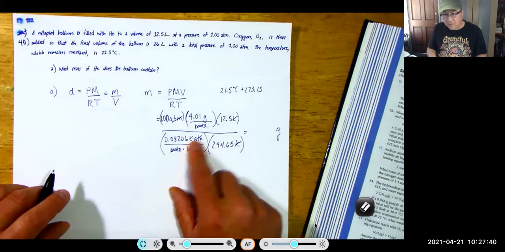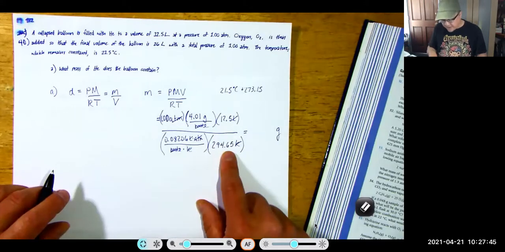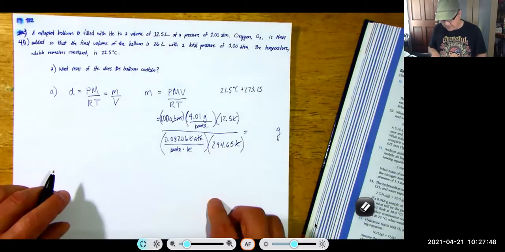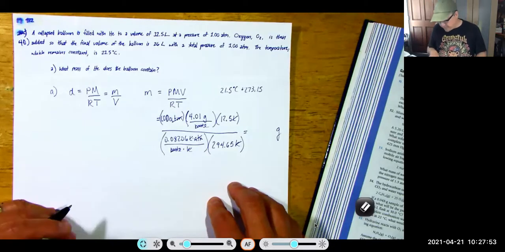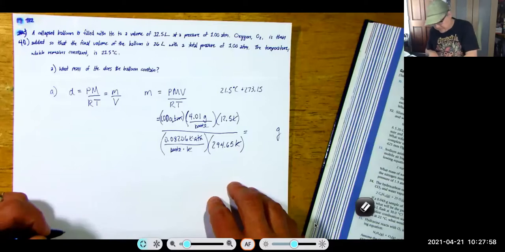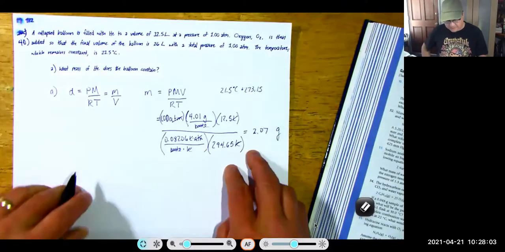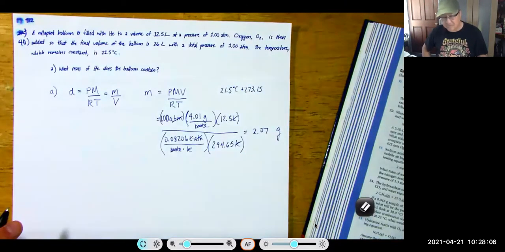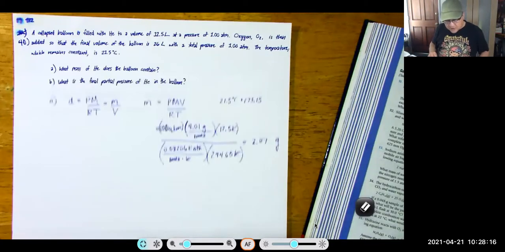How many times does 12.5 go into 25? Twice. And then how many times does 2 go into 4? Twice. So our answer should be 2, correct? Yeah. And when we did this last night, I think it was 2.07. Okay. So that's the mass of helium in our balloon. Fair enough? Yeah. All right. Now, B asks us, what is the final pressure of helium in the balloon?